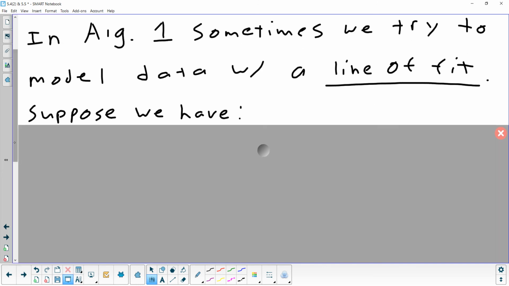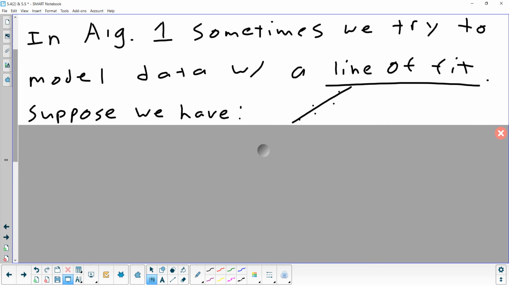So algebra 1, sometimes you talk about scatter plots and you have different points, and you try to find a line that fits those points perfectly. Right? So maybe something like this. And there is a formula, and if you take statistics, you'll learn exactly what the formula is to find what's called a line, not only a fit, but a line of best fit.